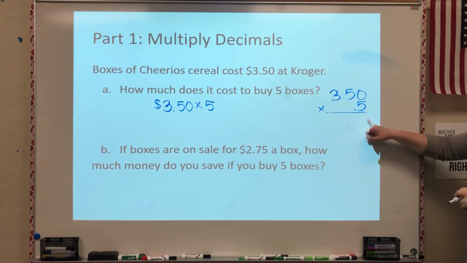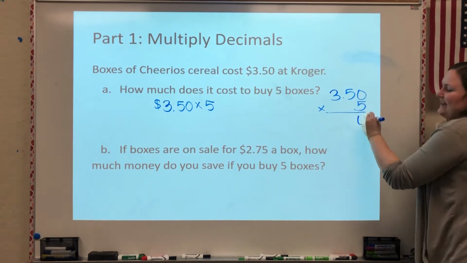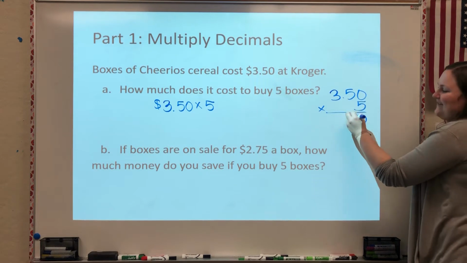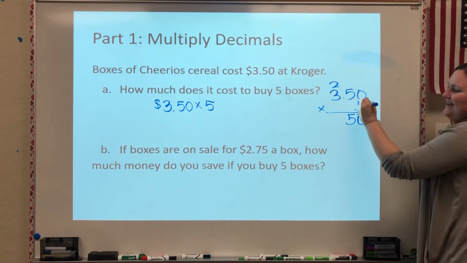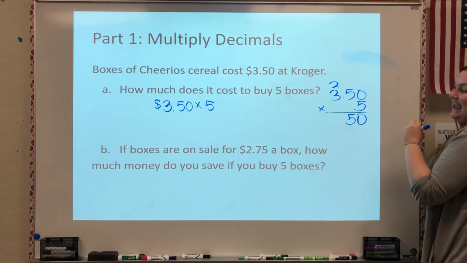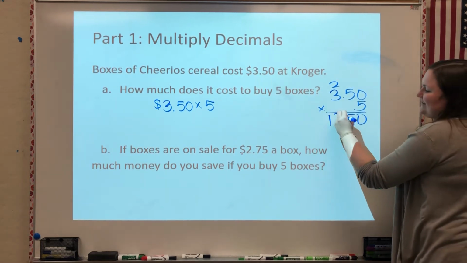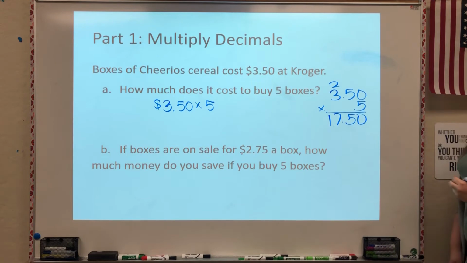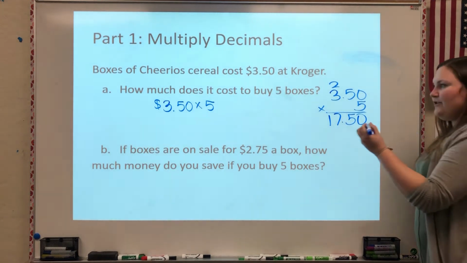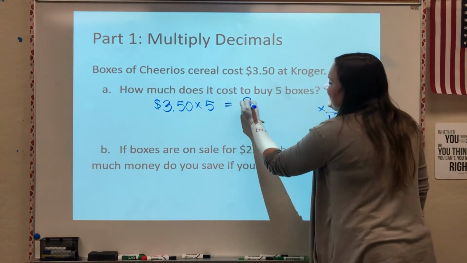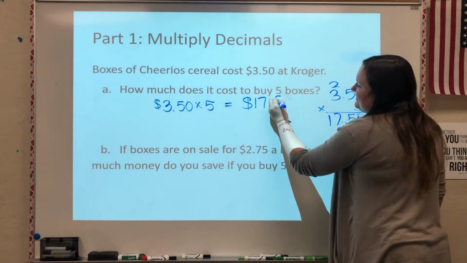So when I go to multiply this, I've got 5 times 0, that gives me 0. 5 times 5 gives me 25. 5 times 3 gives me 15, plus our 2 would give me 17. So we get $17.50. The cost for 5 boxes is $17.50.